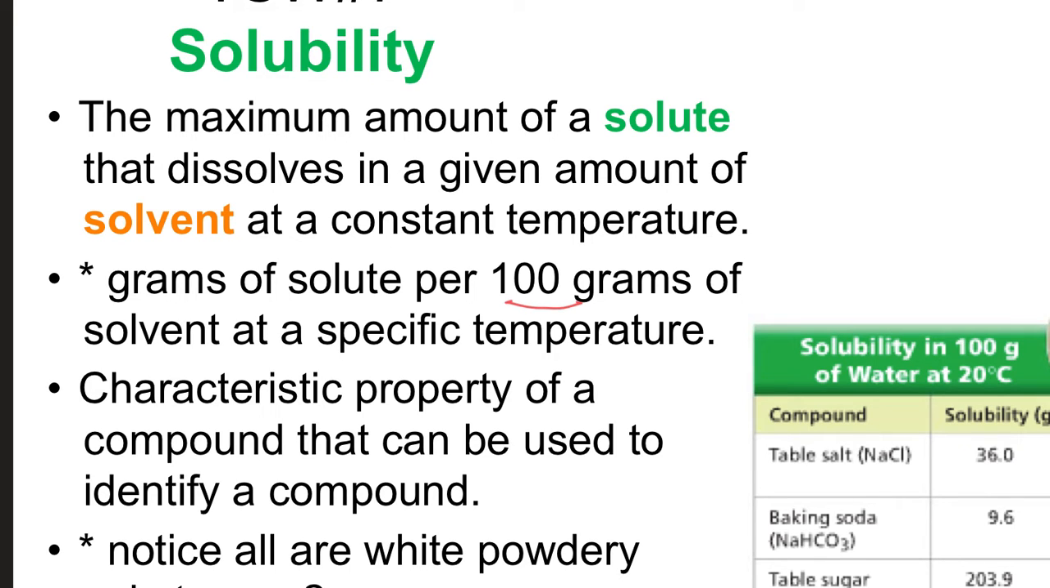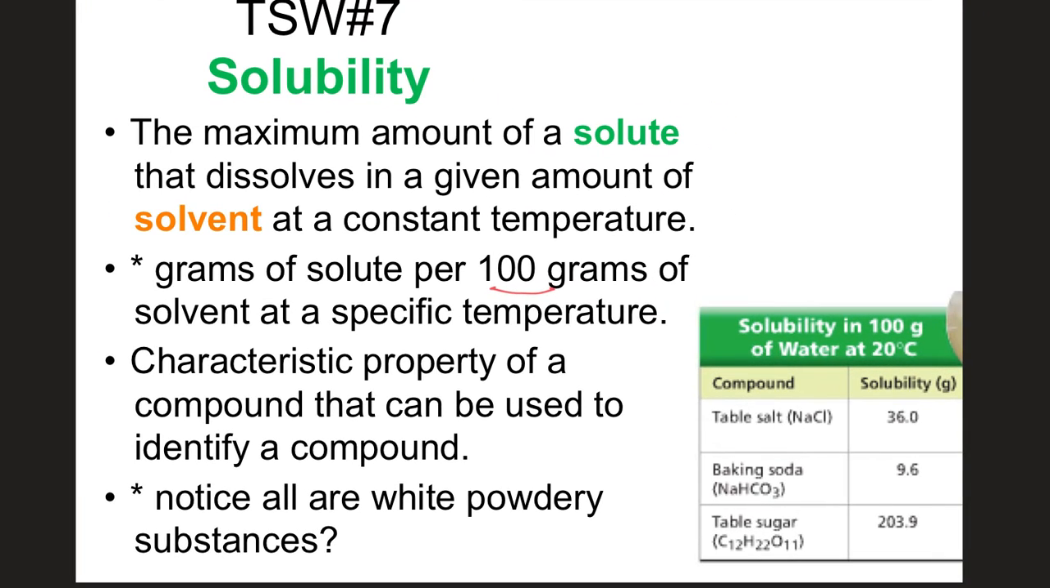So solubility is a very important characteristic that's an identifying characteristic for all substances. Every substance has its own amount of solubility. It's like a fingerprint, or its density, or its boiling point. It's one of those defining characteristics. So take a look over here at the chart. You have basically all white powdery substances here: table salt, baking soda, and table sugar.